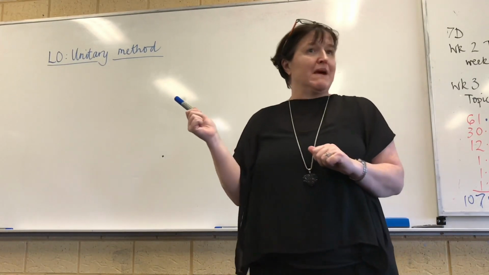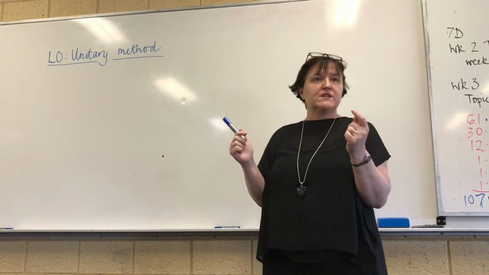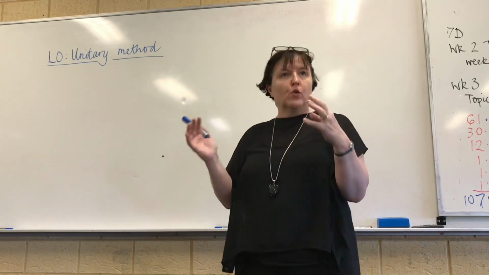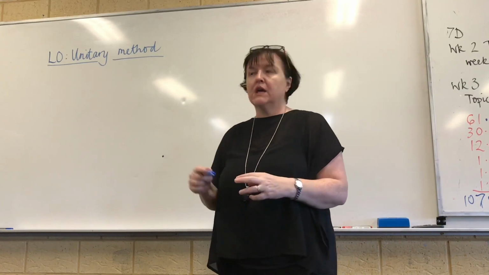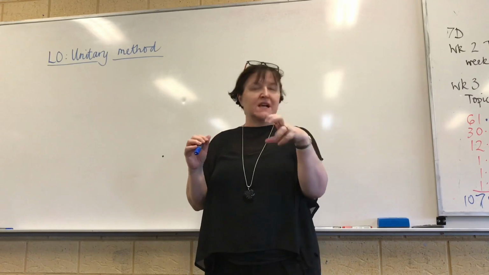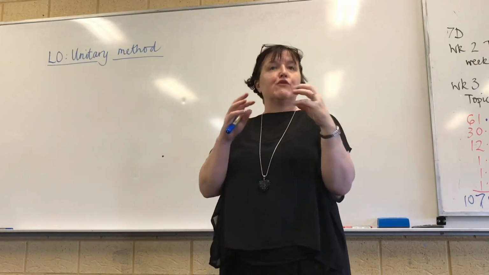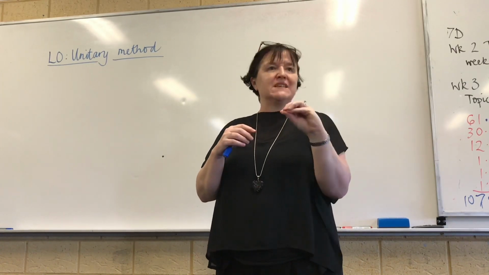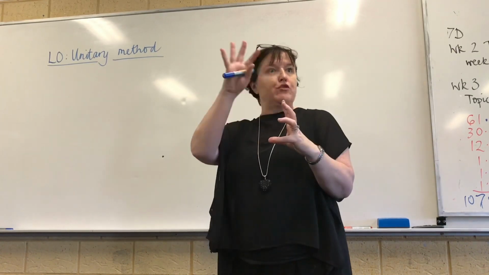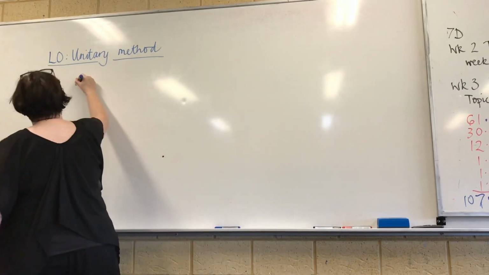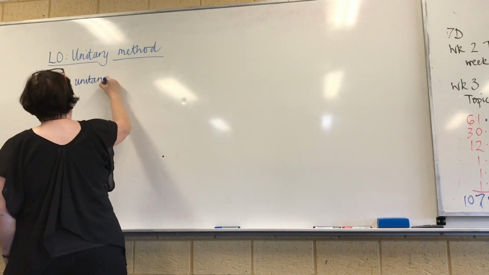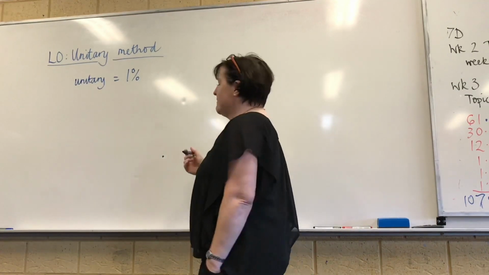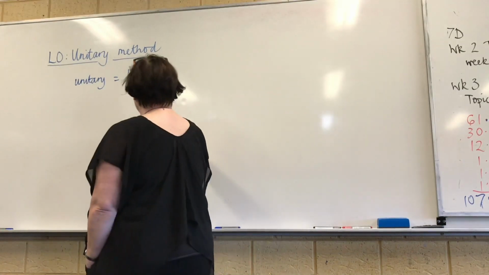We're going to look at the unitary method, which is a method of calculating percentages when you are not given the whole 100% amount. Unitary obviously has the word unit in it, and it refers to the fact that in this method we use 1% to help us work out what the full amount is. So unitary is to do with 1%. Imagine that you're given a problem like this.